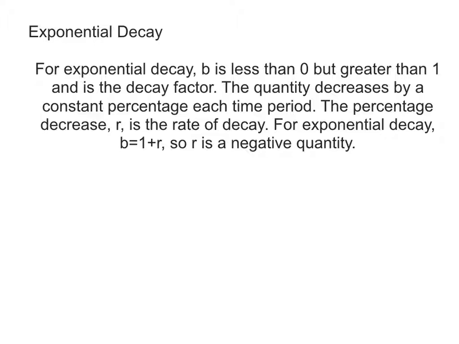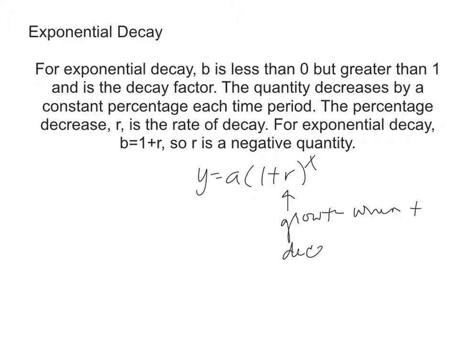Alright, so exponential decay, it says for exponential decay, b is less than 1 but greater than 0, as a decay factor, the quantity decreases by a constant percentage each time period. The percentage decrease r is the rate of decay. For exponential decay, b, which is 1 plus r, r is now going to be a negative quantity. So again, we would use that same formula, y equals a times 1 plus r to the x. And the last one, when it was growth, r was positive. And it's decay when negative. Okay? All right, let's keep going.